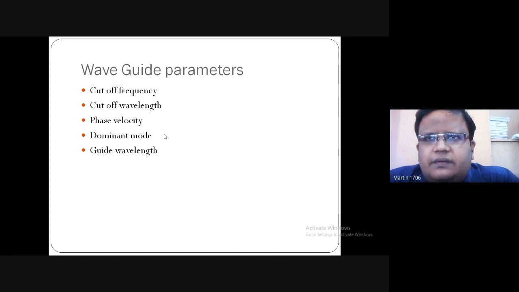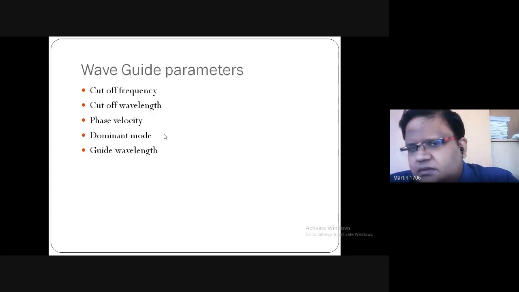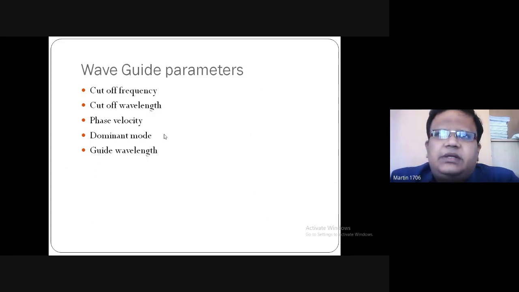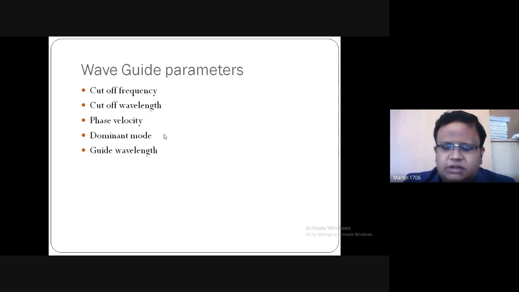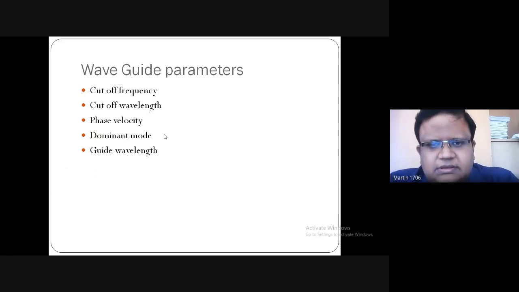In the cutoff wavelength, suppose I have a wavelength of around 10 centimeter or 10 meter. At the zeroth centimeter or meter, what is the value of the gain? And at the 10th centimeter, what is the value of the gain? Then I have to average it and do the further calculations. That is called the cutoff wavelength.